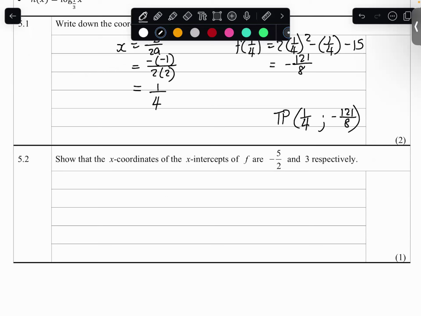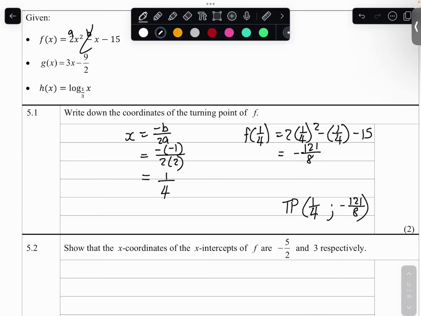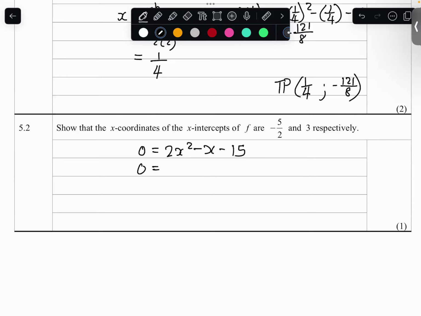Show that the x coordinates of the x-intercepts of f are minus 5 over 2 and 3 respectively. So how do you find x-intercepts? You make y equal to 0. Right, so we're going to take f of x's equation, make y equal to 0, and factorize the trinomial. 2x squared minus x minus 15. That's going to give us 2x and x, and 5 and 3. That gives me a negative there and a positive here. Right, so x is equal to negative 5 over 2, or x is equal to 3. Done.